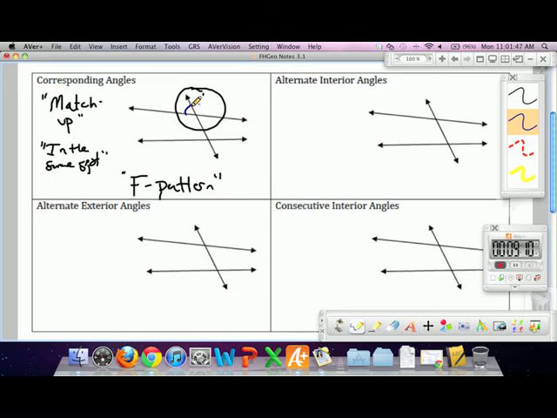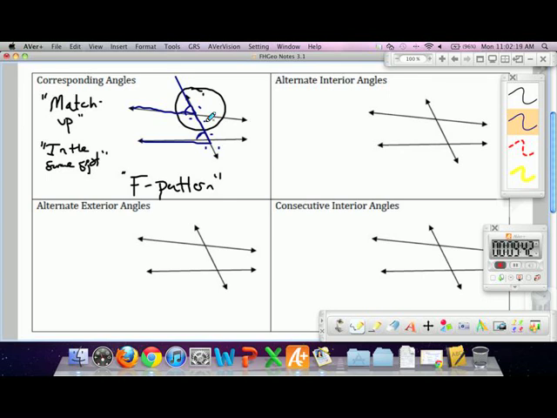Notice that if you draw in the sides of your two angles, you get, in this case, an upside down F. That's why I call it an F pattern. These angles correspond. Those angles correspond. They match up. They're in the same spot on the diagram: upper left, upper right, and so forth. Or they make an F when you intersect them.